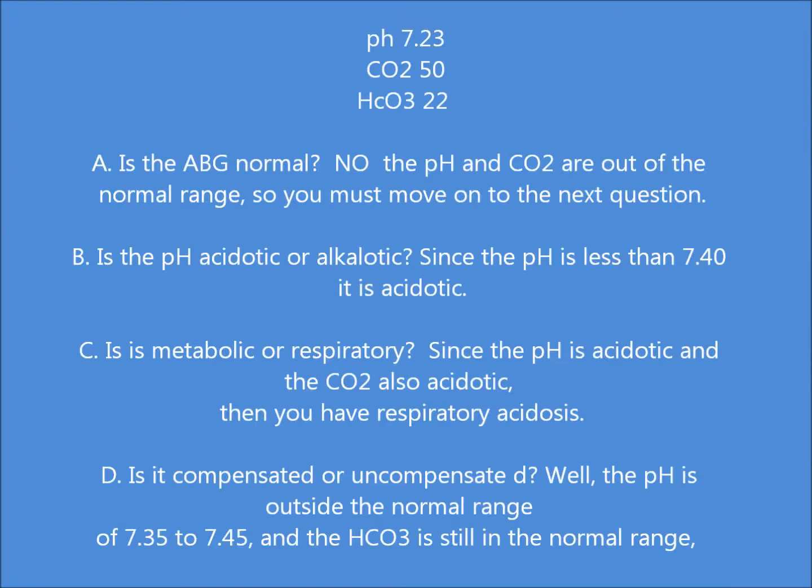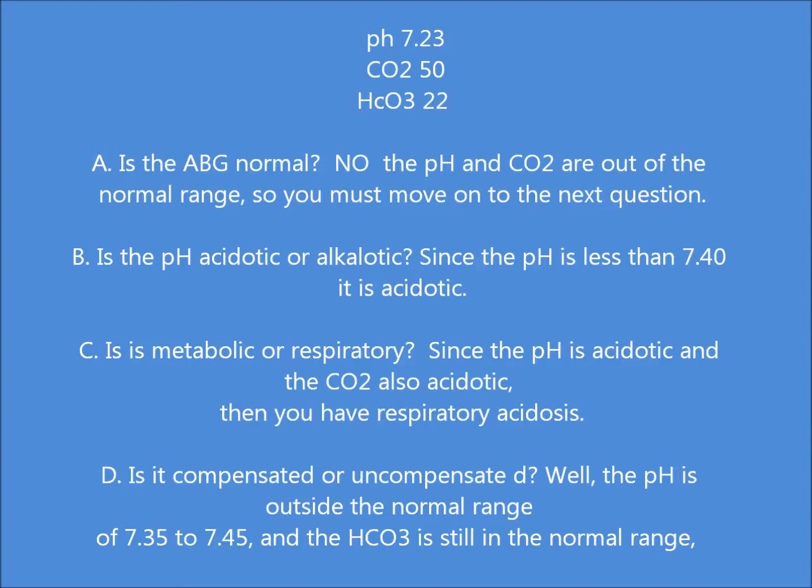For our next example, the pH is 7.23, the CO2 is 50, the HCO3 is 22. Is the ABG normal? No. The pH and the CO2 are out of normal range, so you must move on to the next question. Is the pH acidotic or alkalotic? Since the pH is less than 7.40, it is acidotic. Is it metabolic or respiratory? Since the pH is acidotic and the CO2 is also acidotic, then you have a respiratory acidosis.